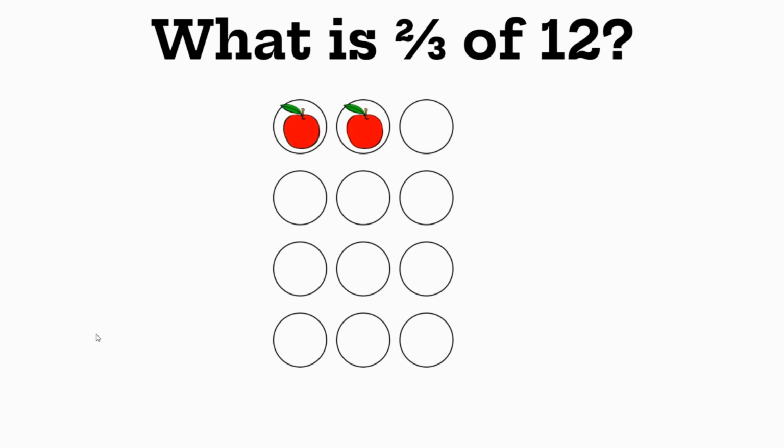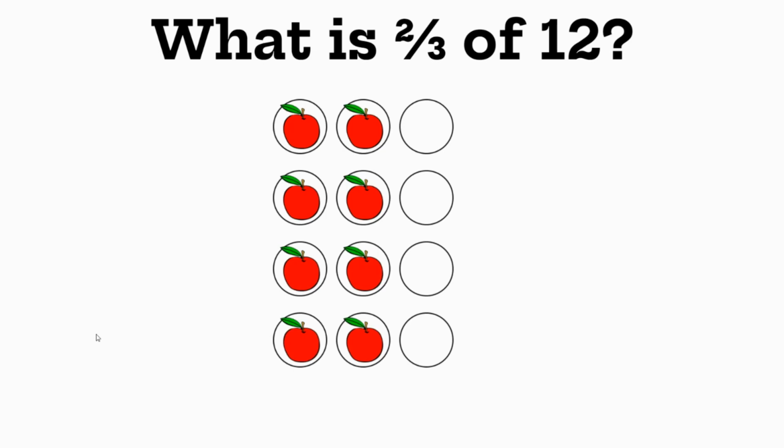So that would look like this. Hey, there's my first group of thirds. Okay, 2/3 of that group are red. 2/3 of this group are red. 2/3 of that group are red. And then 2/3 of that group are red. That is my model. That is this whole thing right here. This is showing me the 2/3 of 12.